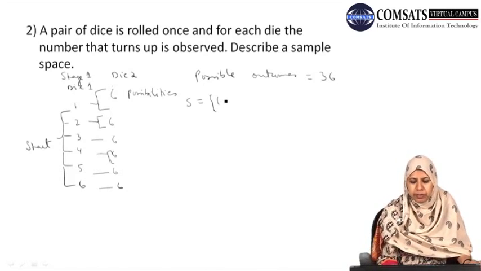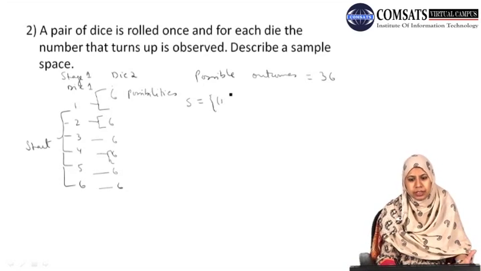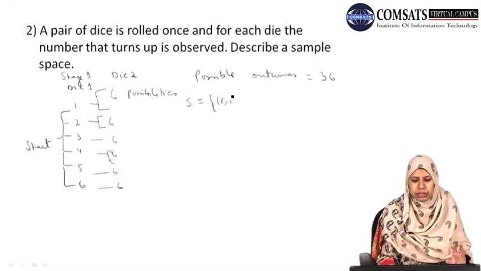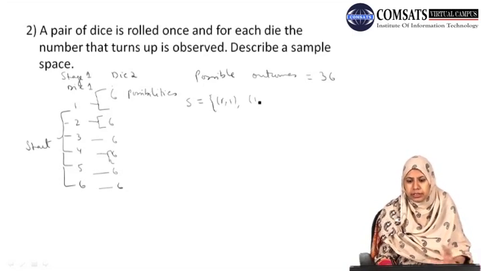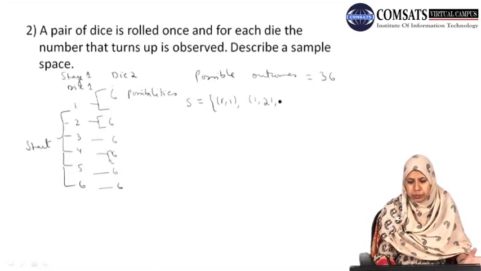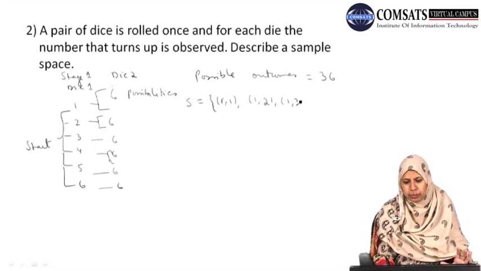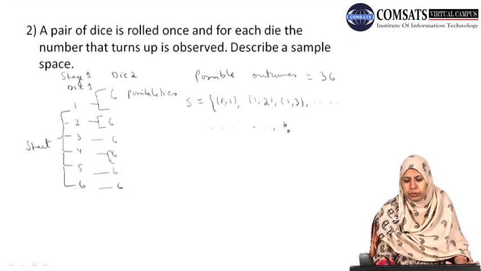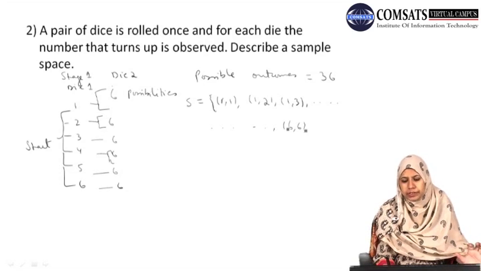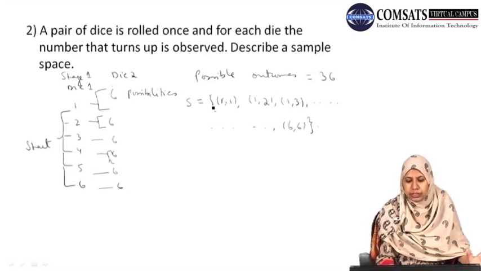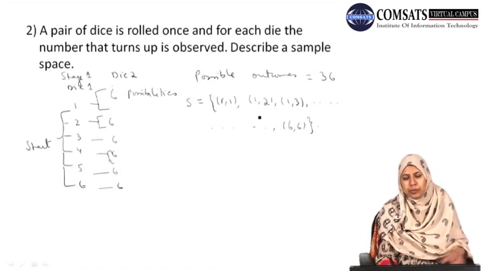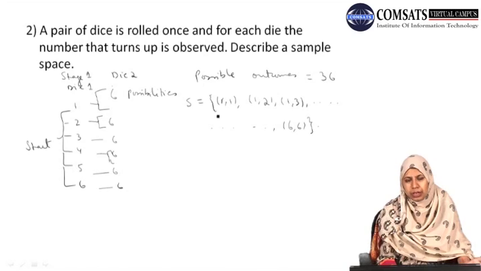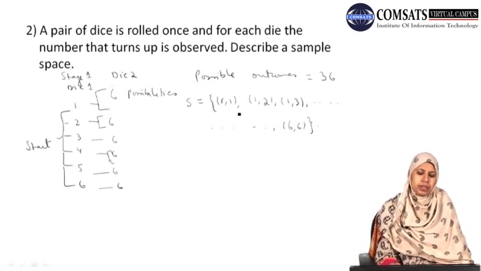So in the form of ordered pairs, which means that when we have rolled this pair of dice, the first die turned up 1 and the second die also turned up 1. The first die turned up 1 and the second die turned up 2. The first die turned up 1 and the second die turned up 3, and continuing so on up to when the first die turned up 6 and the second die turned up 6. So these are the 36 sample points which we have obtained from our experiment of rolling a pair of dice.